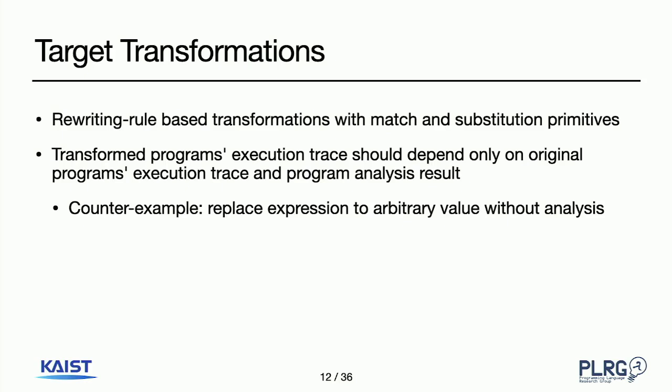The target transformation of our framework is the rewriting rule-based program transformation, which has match and substitute primitives. Also, our target transformation is based on semantic transformation, which means the transformed program's semantics, which is its execution trace, should depend only on the original program's execution trace and the program analysis result. So, if we think about a transformation which replaces an arbitrary expression with an arbitrary value without any analysis, it is not in our interest because the transformed program's execution trace is not dependent on the original program's execution trace. It is just arbitrary.